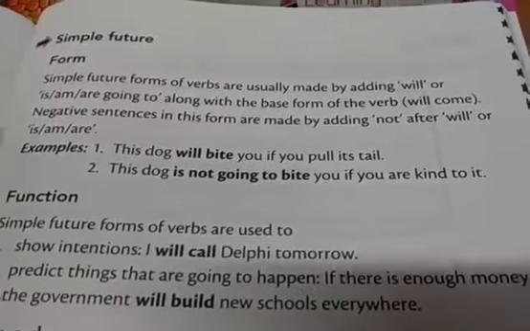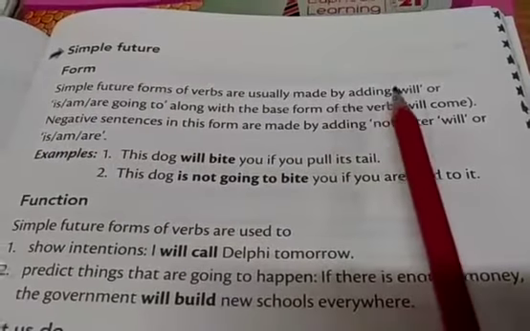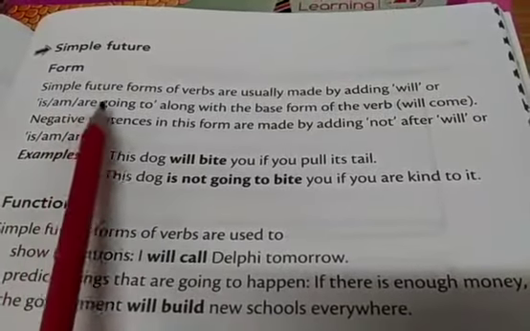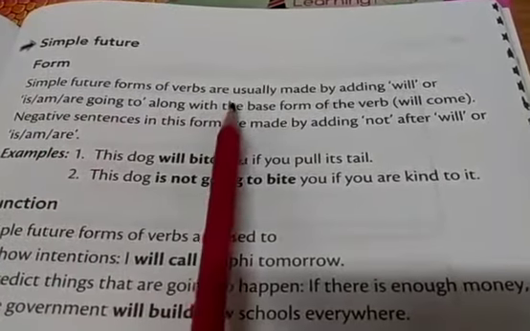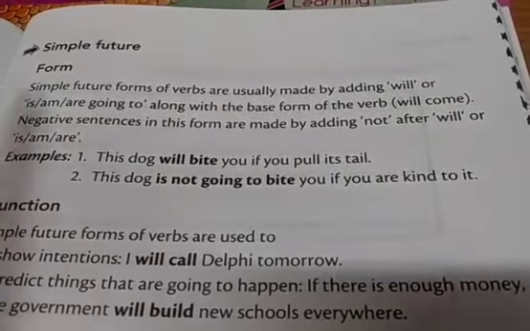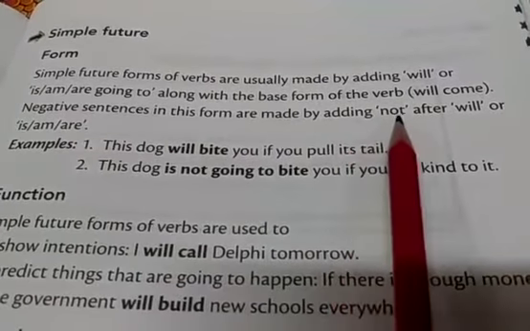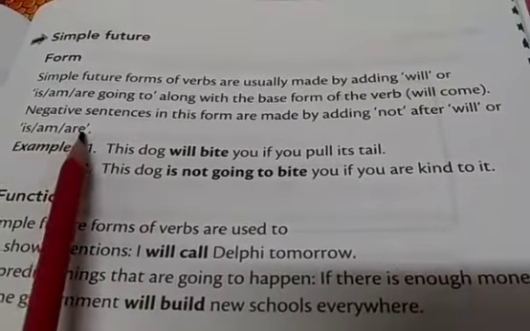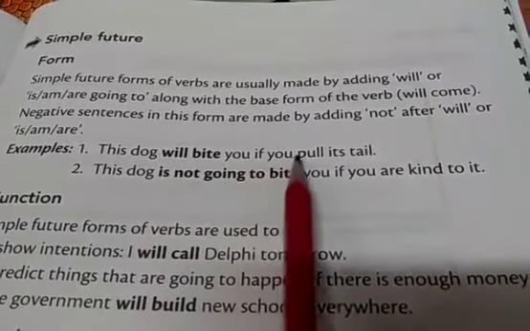Now we'll move on to simple future form. Simple future forms of verbs are usually made by adding will or is, am, are going to, along with the base form of the verb. Now in negative sentences, this was about positive. Negative sentences in this form are made by adding not after will or is, am, are. Now for example, this dog will bite you if you pull its tail.